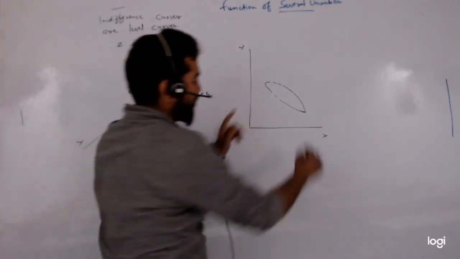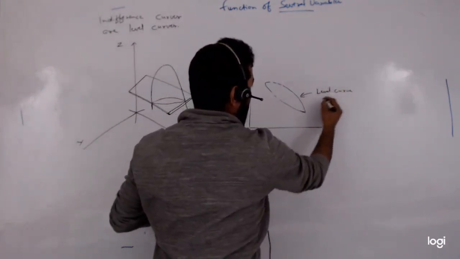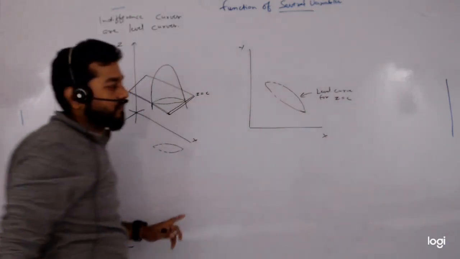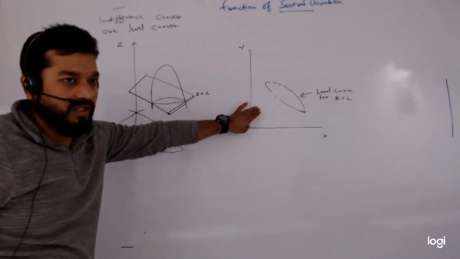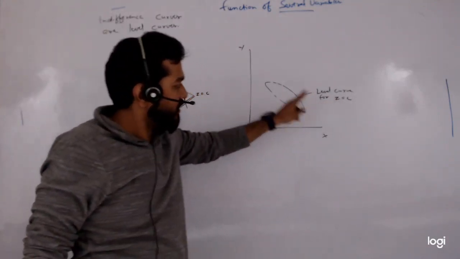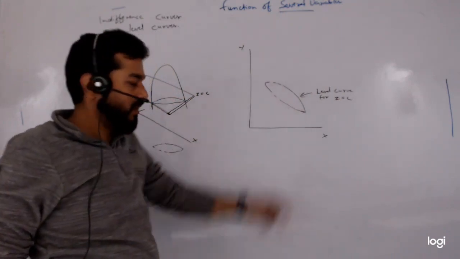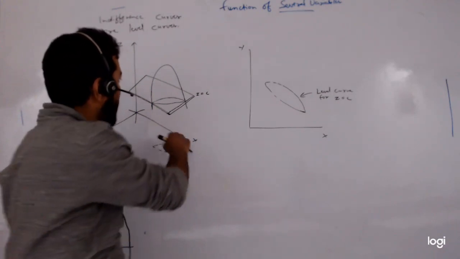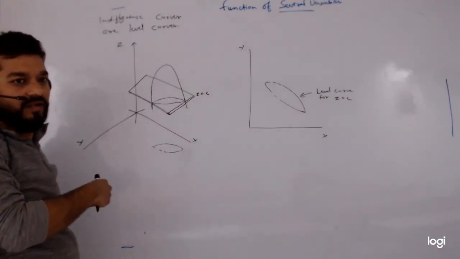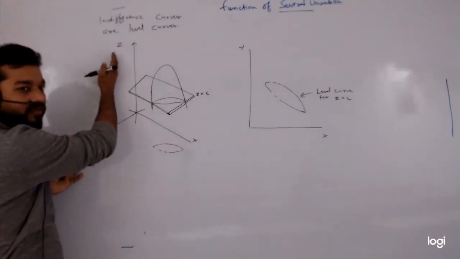Okay, level curve for z is equal to c. The third dimension is not shown here, it's in the background. The value of that dimension is the same all across this. Alright, if I say that this is a utility hill, with good one, good two, and the level of utility.